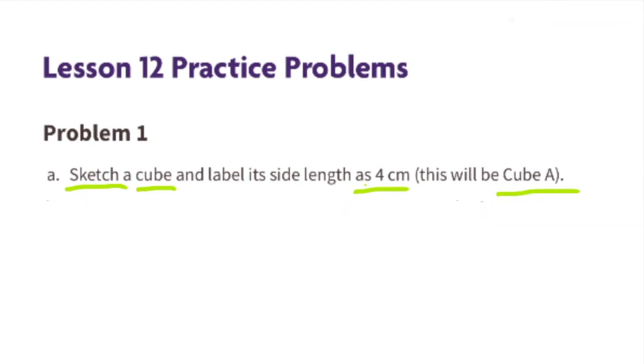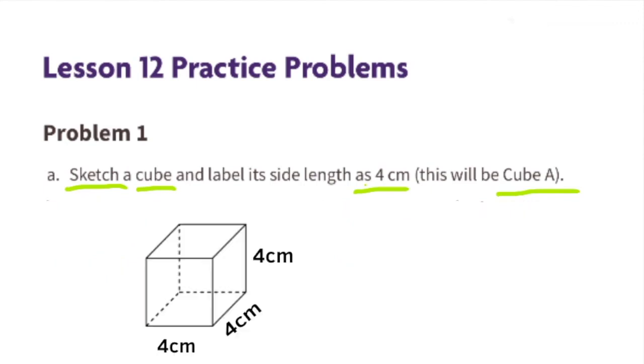It's a cube. It's going to have a top, a bottom, a front, a back, a right side, and a left side, and the side lengths will all be 4 centimeters. And label it cube A.